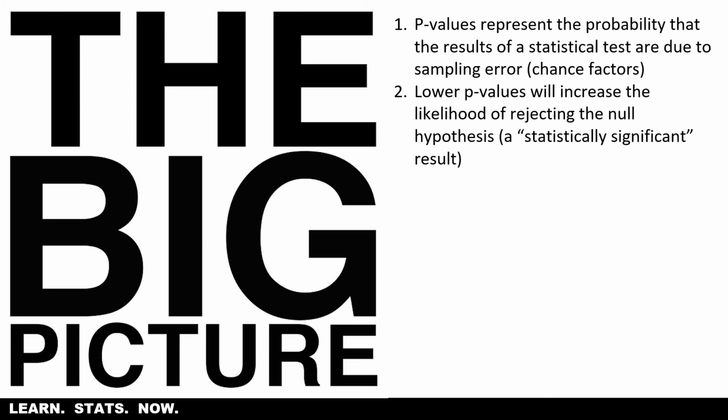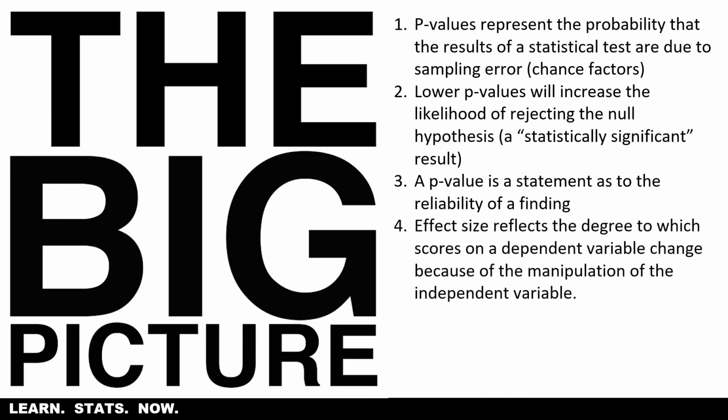It's preferable to say statistically significant, not just significant, simply because the qualifier statistically, right, really sort of tells the reader exactly what we mean by significant. So the term statistically significant is preferred to significant. A p-value is a statement then, as I said, as to the reliability of a finding.